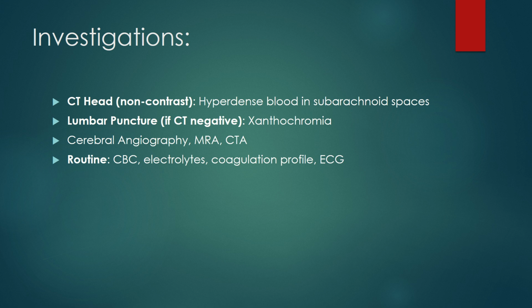If CT is negative and you're still suspicious, then you can order a lumbar puncture for your patient, cerebral angiography, MRA, CTA angiography. There are also other investigations that you can perform, but especially neurology and neurosurgery ask us for these investigations. In the emergency department, we especially start with CT head. These are the routine investigations that we are also going to ask: CBC, electrolytes, coagulation profile, ECG. So these are all the routine investigations that we are going to perform.